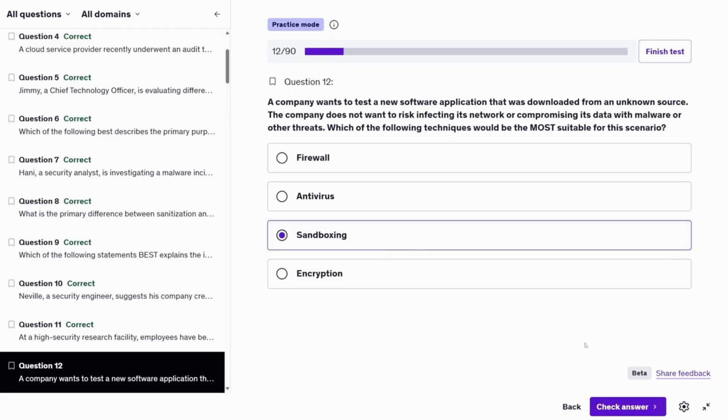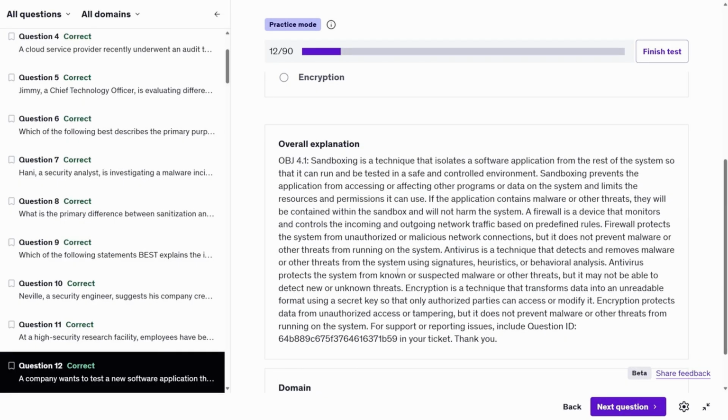The correct answer will be C, sandboxing. Sandboxing is a technique that isolates a software application from the rest of the system so that it can be run and tested in a safe and controlled environment. Sandboxing prevents the application from accessing or affecting other programs or data on the system and limits resources and permissions it can use. If the application contains malware or other threats, they will be contained within the sandbox and it will not harm the system.